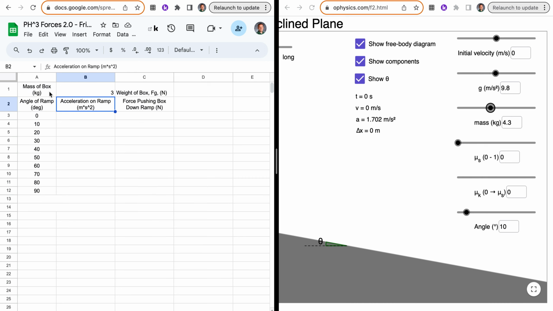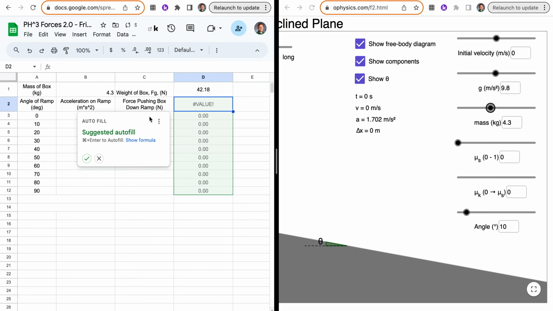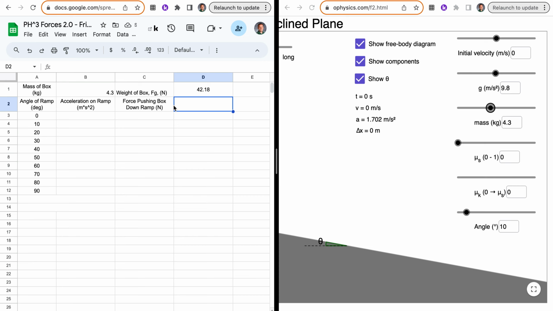And what we're going to do is find the mass of the box. Mine was 4.3. The weight of our box then is going to be the force of gravity. So if this is my mass, my weight is going to equal 4.3 times 9.81. So that's my weight. And then what I'm going to find is the acceleration on the ramp. And this is going to be the net force pushing the box down the ramp then.